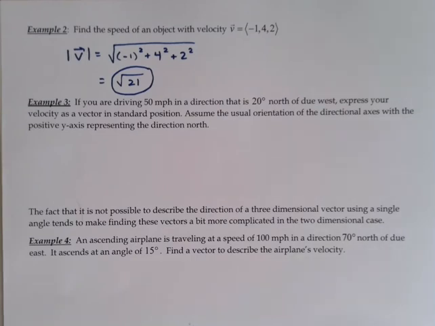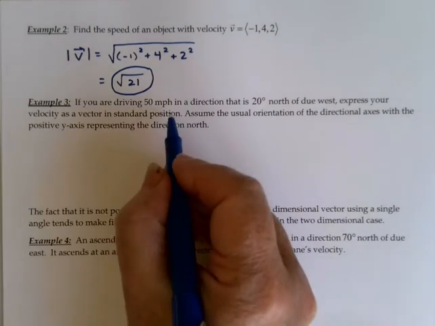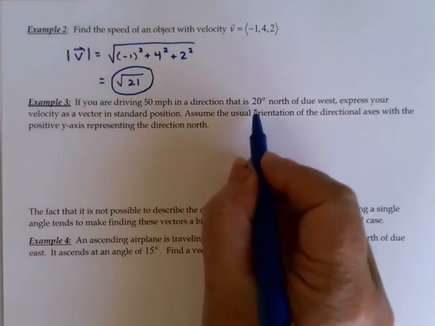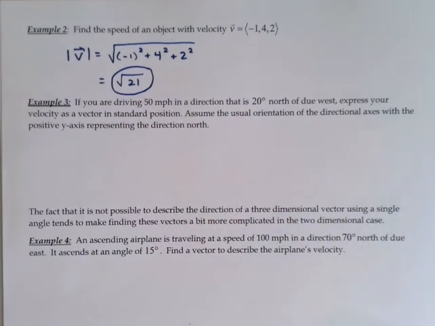All right, in this third example, if you're driving 50 miles per hour in a direction that is 20 degrees north of due west, express the velocity as a vector in standard position, assuming usual orientation.